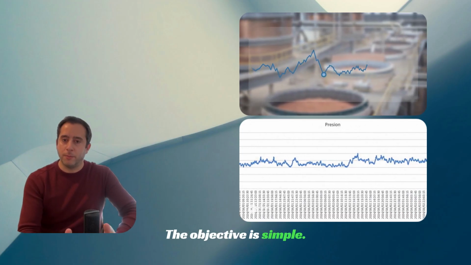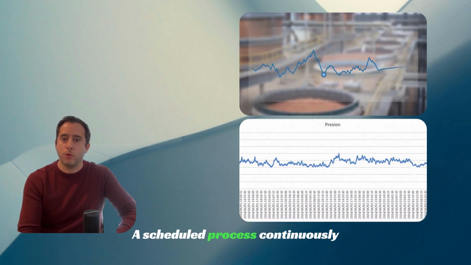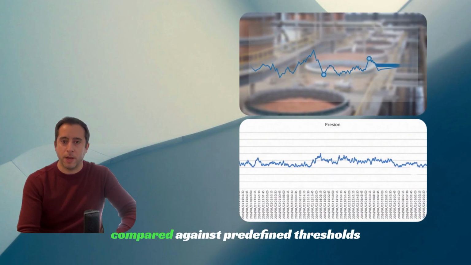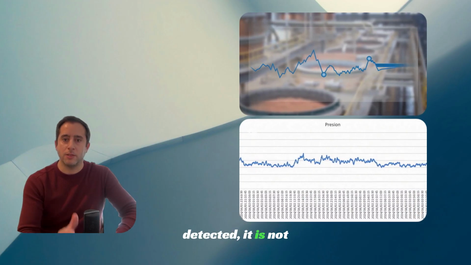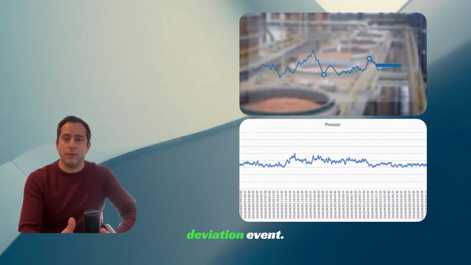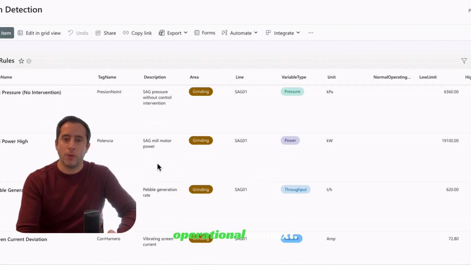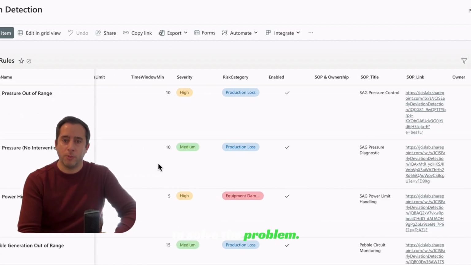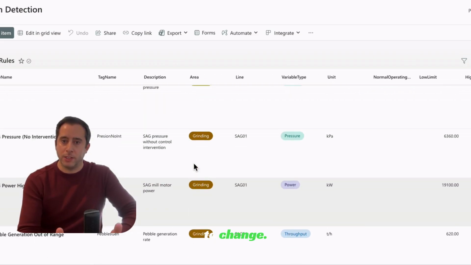The objective is simple. Detect deviations early and treat them as events. A scheduled process continuously reviews operational data. Key process variables are compared against predefined thresholds and limits. When a deviation is detected, it is not ignored. It becomes a structured deviation event. This event includes the variable, the timestamp, the deviation level, and the operational context. At this point, the system does not try to solve the problem. It simply recognizes that something meaningful has started to change.